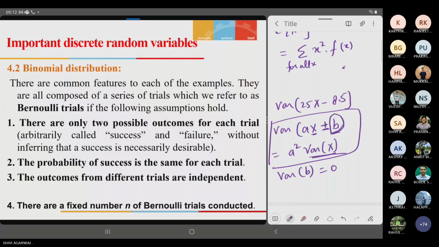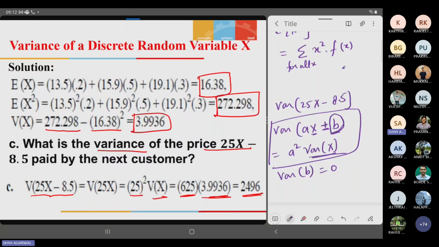Any query? How is the variance 3.9 coming? By the formula only. It is given on this one. You can calculate it on your own also. Okay. Is it clear to all of you?